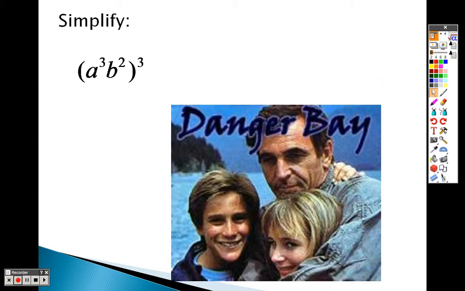So simplifying this, I have to take that 3 through to both. So a cubed to the third is a to the 9th. b squared cubed, 2 times 3, is 6. And there you go. Already done.